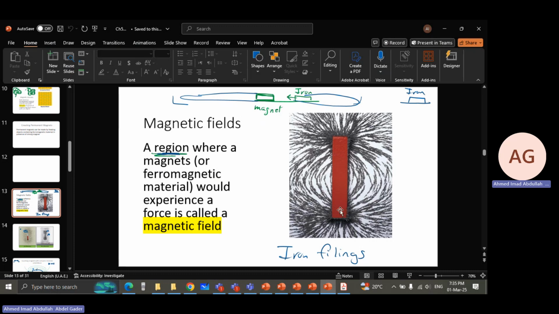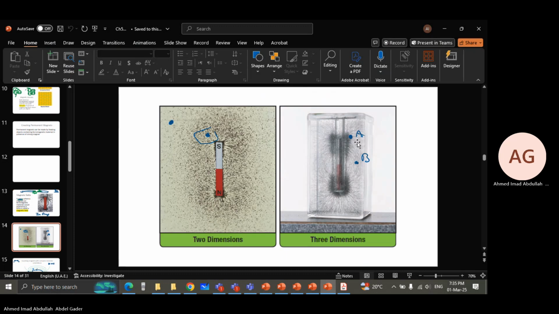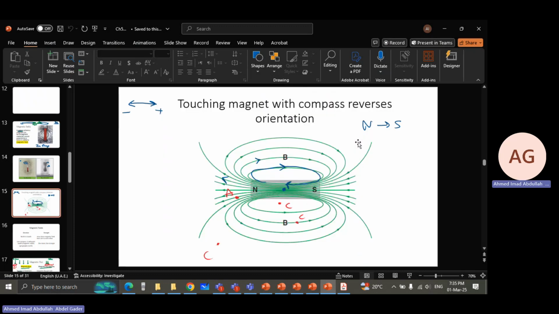Of course, we cannot see them with our naked eyes, but we can use iron filings sprinkled on top of a white sheet to observe the magnetic field lines. Here's a 3D view. Outside the magnet, the field lines point from north to south, inside the magnet from south to north. And always remember that a compass will point in the same direction as the field lines.